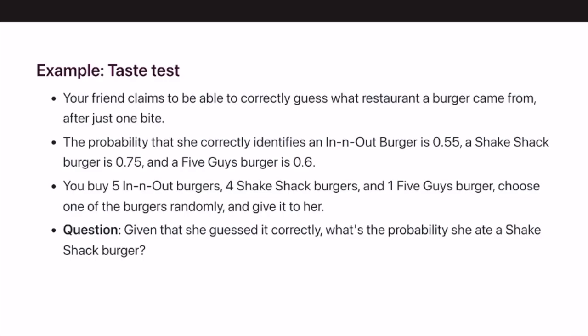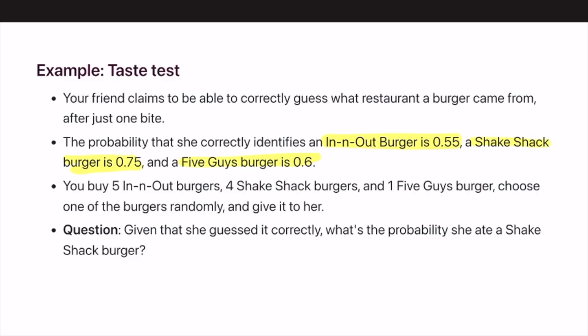So In-N-Out burger, 0.55. Shake Shack burger, 0.75. And Five Guys burger, 0.6. Okay? So those are the probabilities that we have for her correctly identifying a burger.